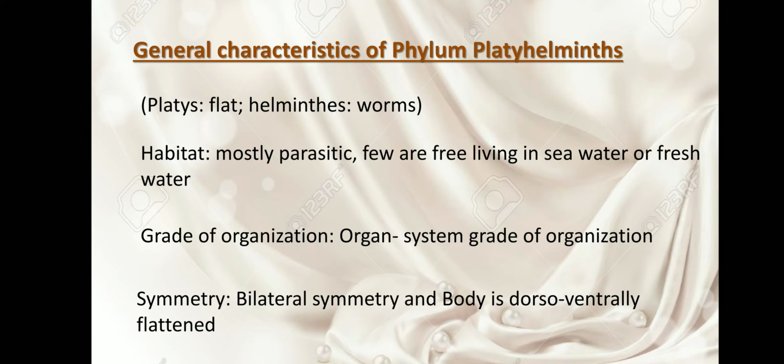Platy means flat, helminthes means worm, so they are flatworms, the body is flat. Habitat is mostly parasitic, they depend on other living organisms and suck the nutrition from them. So the digestive system is not very complicated. Very few are free living, mostly in water, fresh water or sea water. The level of organization is organ system level, comparatively more complicated than Ctenophora. Bilaterally symmetrical means through only one plane the body can be cut into two equal parts, and the body is dorsiventrally flat. That's why they are called flatworms.